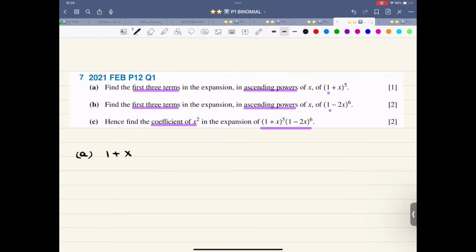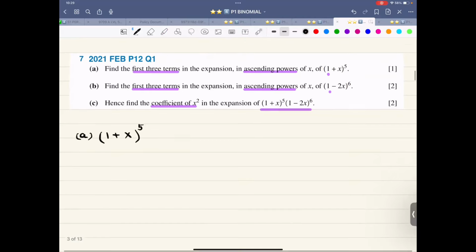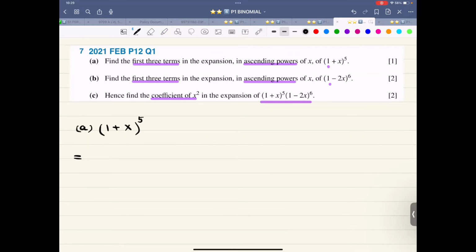1 plus x raised to the power of 5, first three terms. That is 5c0. I could have written 1 directly. 1 raised to the power of 0, 5c1. My bad. It's not 1, it's x. X raised to the power of 0. This is x raised to the power of 1.